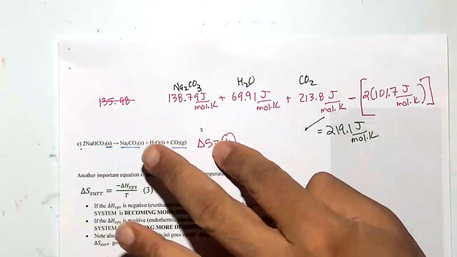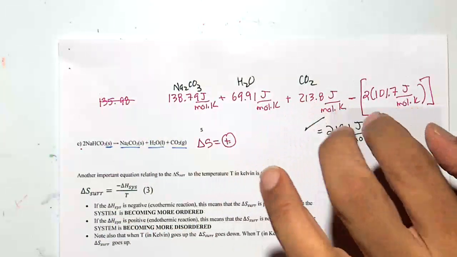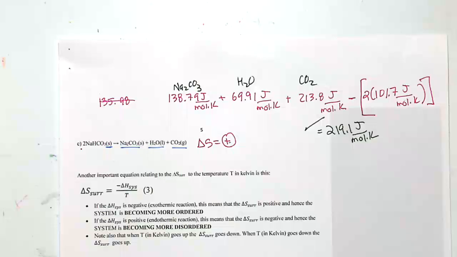So we predicted it to be positive, the actual number is positive, and this is a reaction that's producing more disorder. A solid going to a gas, 2 solids going to a liquid, a gas, and another solid. Okay, that's just more entropy that's being made in the system.